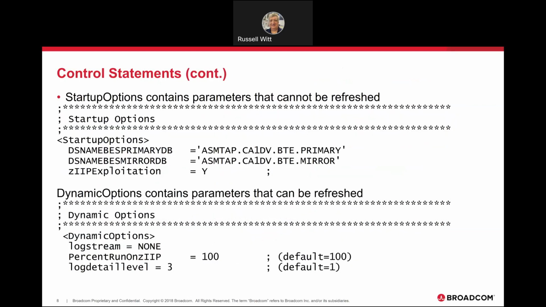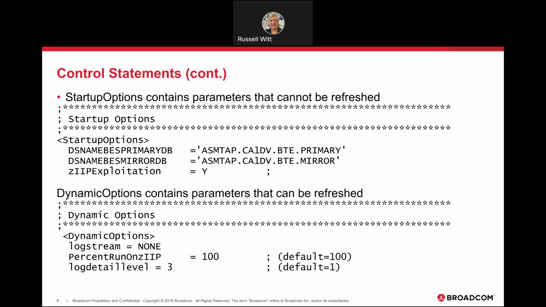Now the startup options simply lists your primary and your mirror database and whether or not you want to exploit the zip engines or not. That's a yes/no parameter. The dynamic options indicate whether or not you want to have a log stream active. The tape encryption feature will use the logger for diagnostic purposes, and the log detail level.